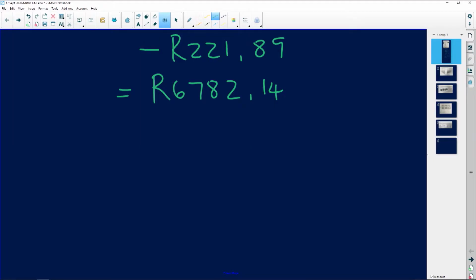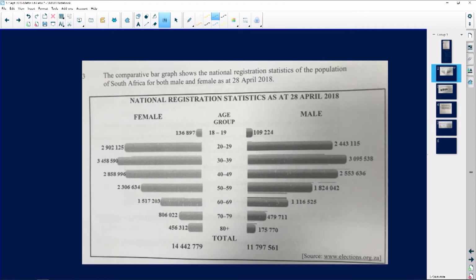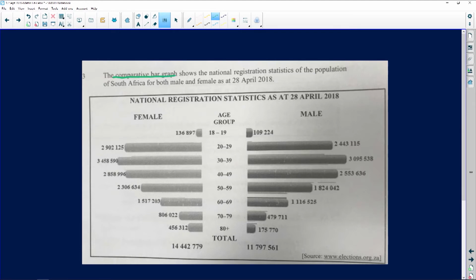Let's look at the next question that we have. So this next question over here says to us that the comparative bar graph, so already this bar graph has been given a name there. Comparative bar graph shows the national registration statistics of the population of South Africa for both male and female.